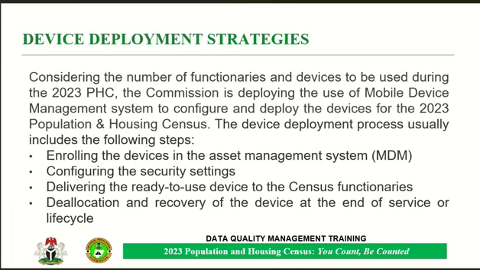The device deployment process usually includes the following steps. The first step is to enroll the devices in the asset management system, which is the MDM. Configuring the security settings, delivering the ready-to-use device to the census functionaries, and the allocation and recovery of the devices at the end of the service or life cycle, which is at the end of the census. Now, it is important to note that for enrolling the devices, this will be done by using a barcode that will be provided to the data quality managers to display for all devices to be enrolled.